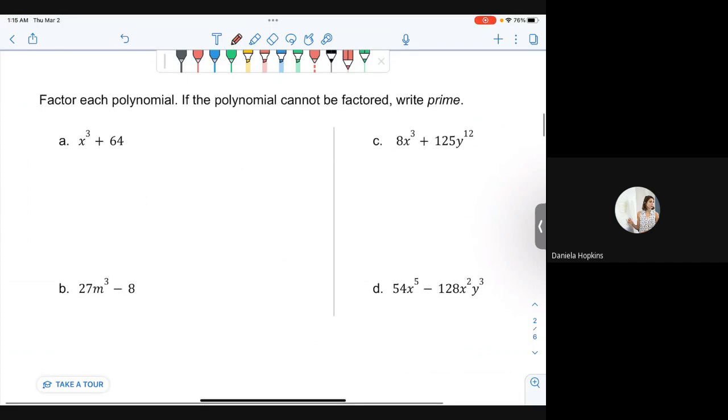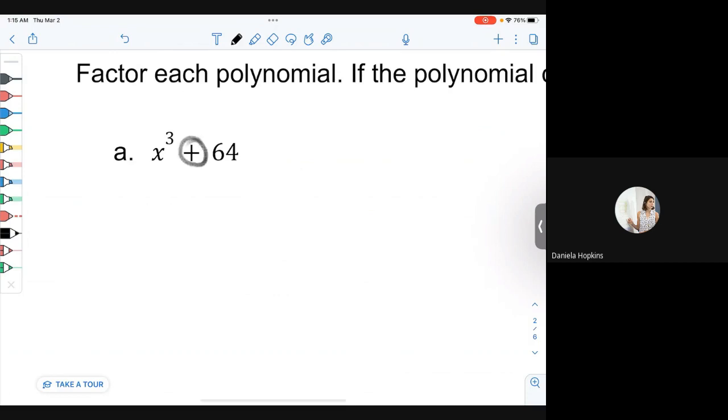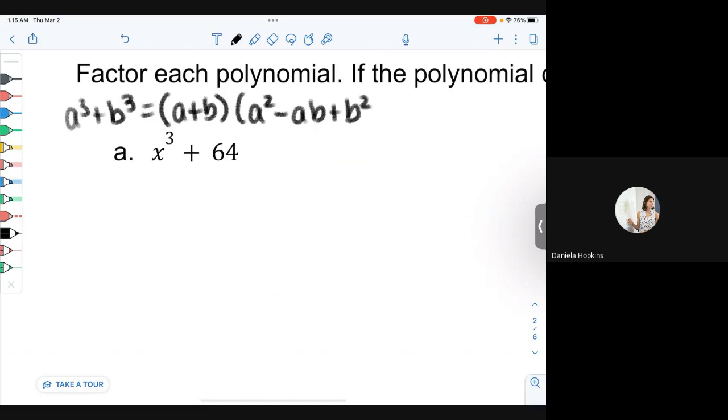So example 1 just wants us to factor each polynomial. If the polynomial cannot be factored, write prime. As we look at part A, you don't have to write this, but I'm going to write the formula every time just so it's on the screen for you. This is x cubed plus 64. So this is going to be a sum of cubes. And the sum of cubes is the formula: a cubed plus b cubed will factor to be a plus b times a squared minus ab plus b squared.